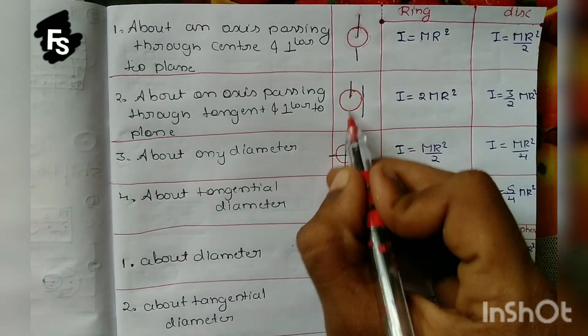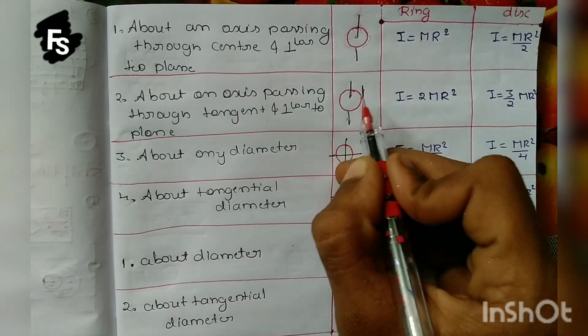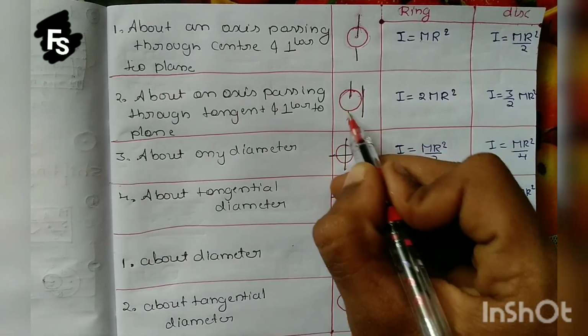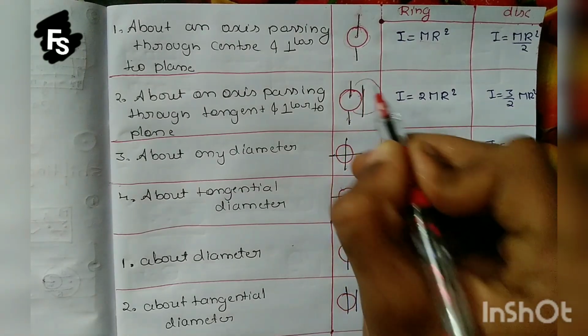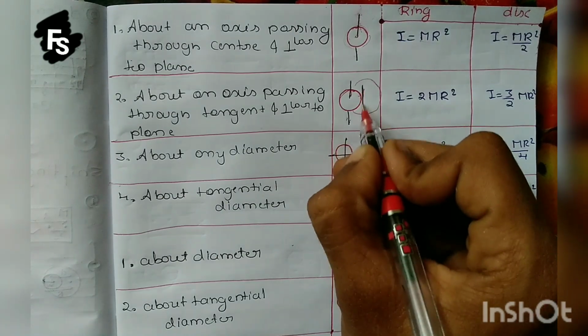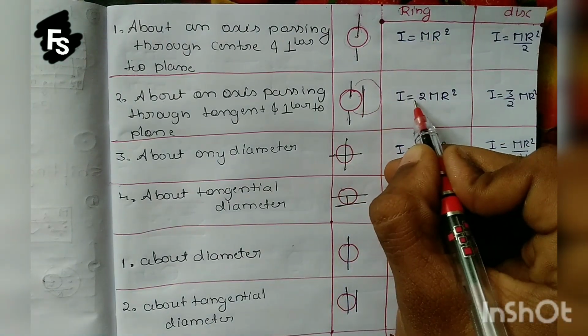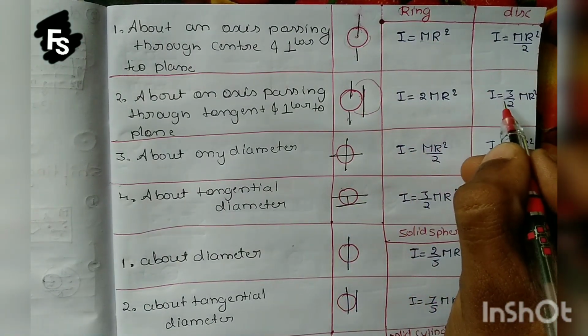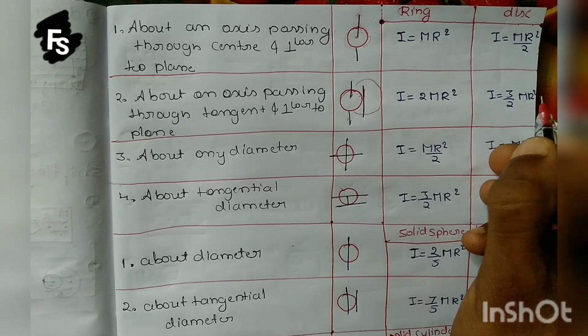Second, about an axis passing through the tangent and perpendicular to the plane. Here, it is perpendicular to the plane, but through the tangent. This whole system is rotating like this. Okay, perpendicular axis, but through the tangent. Then for a ring, the moment of inertia is equal to 2 mr square. For a disc, the moment of inertia is equal to 3 by 2 mr square.